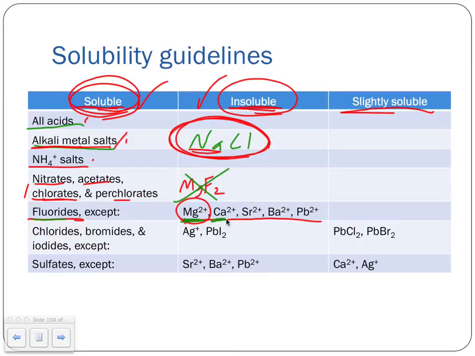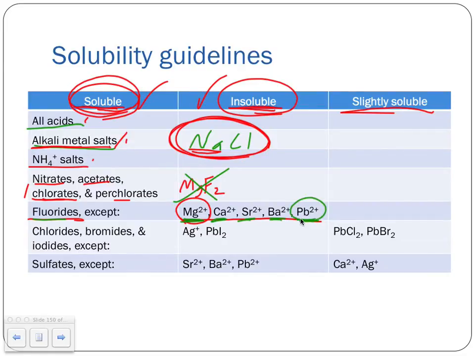Calcium fluoride is not soluble, strontium fluoride is not soluble, barium fluoride is not soluble, and one of the lead fluorides is not soluble either. If you remember that lead has two possible oxidation states, +2 or +4: if it's lead-2 fluoride, then it's not soluble. Lead-4 fluoride, however, would be soluble. That's the only one you have to be a little careful about, making sure you have the right ion to determine if it's soluble or not.